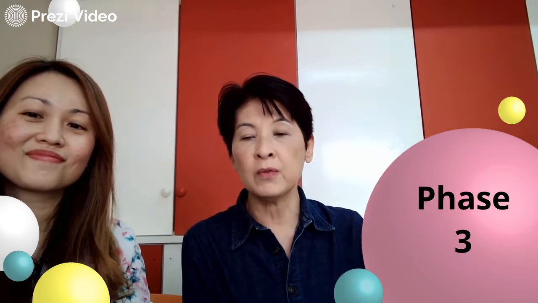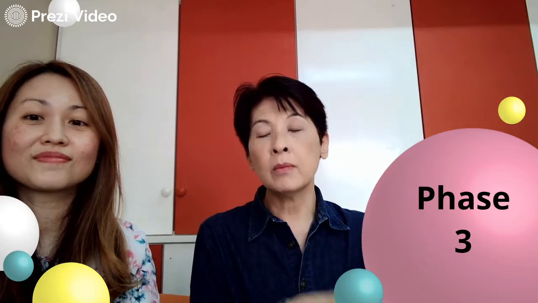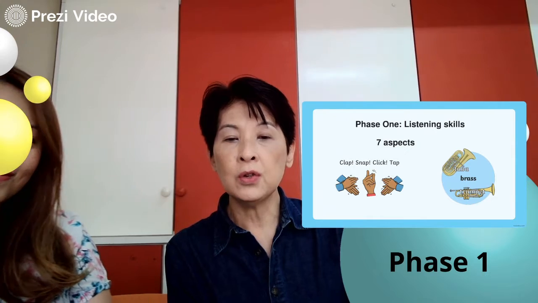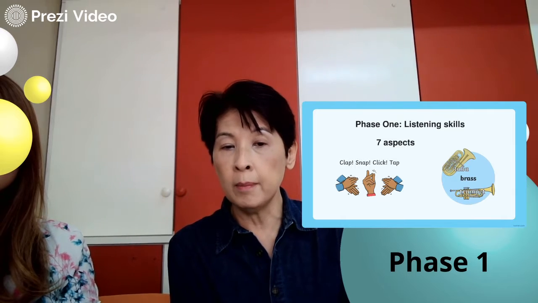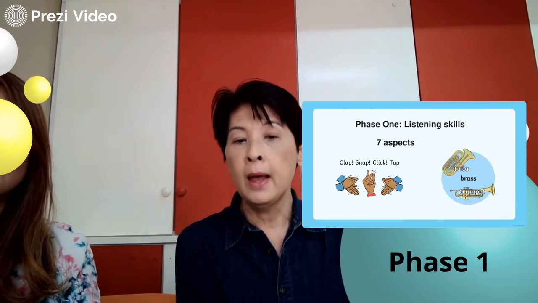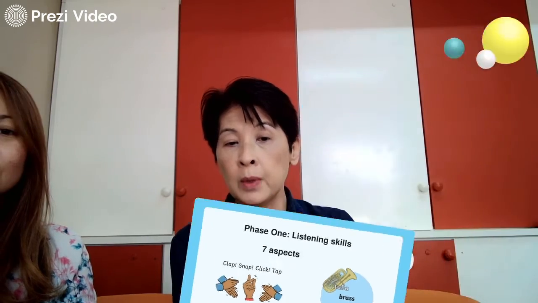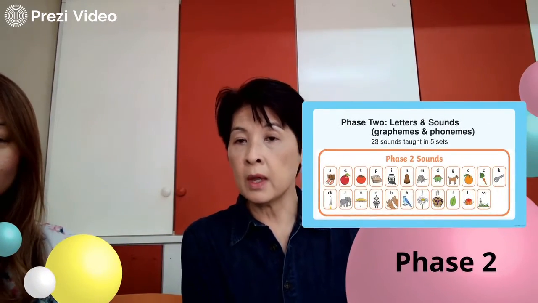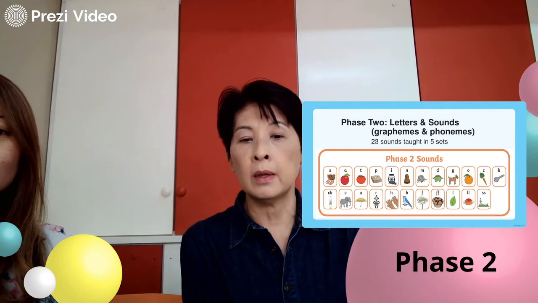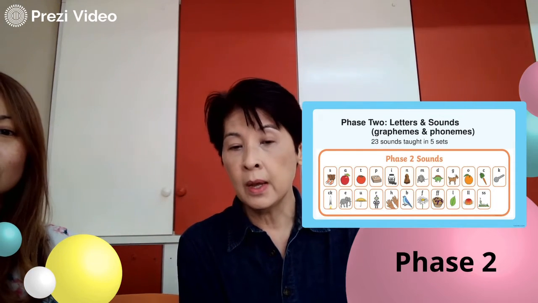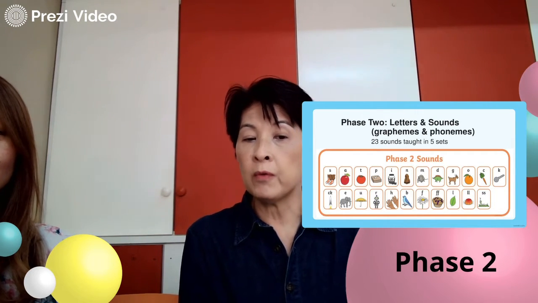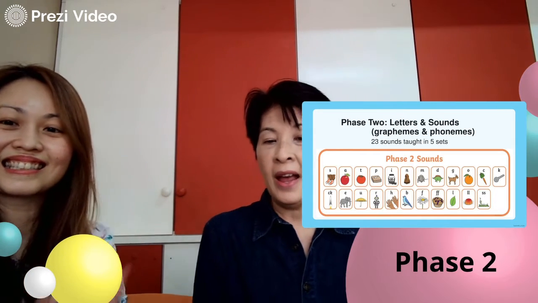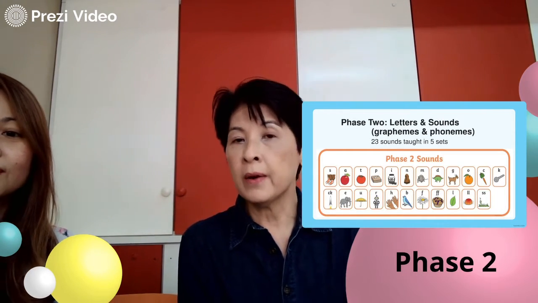There are different phases of teaching phonics, but before we begin, let's recap what we have done so far. We've covered phase 1, which focuses on listening skills, which is very important for children to pick up before we even start teaching them phonics. Then we did phase 2, which is letters and sounds. It covers the graphemes and the phonemes, as well as the double letters. And we've done sets 1 to 5. So we will continue with phase 3 this week, and that will cover the trigraphs and digraphs as well.